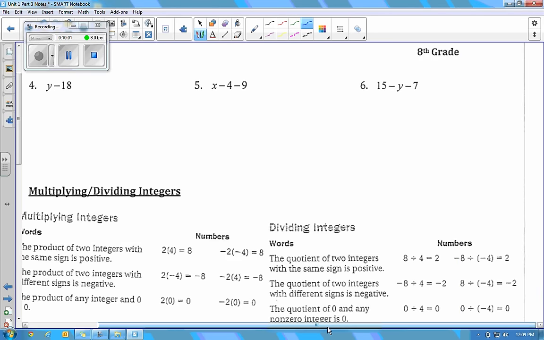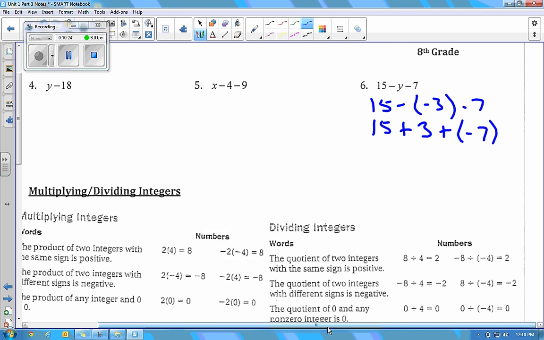So I have 15 minus, I need to plug in y. Y was negative 3 minus 7. Right? So I'm going to go left to right. I'm going to rewrite 15. Subtraction becomes addition. The opposite of negative 3 is 3. Then subtraction becomes addition. The opposite of 7 is negative 7.